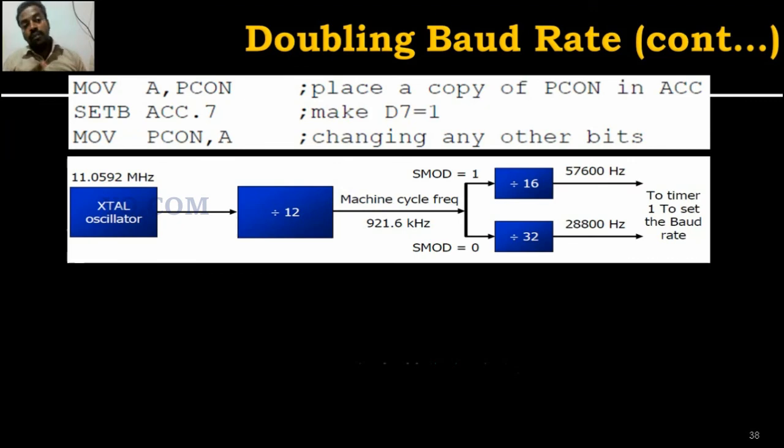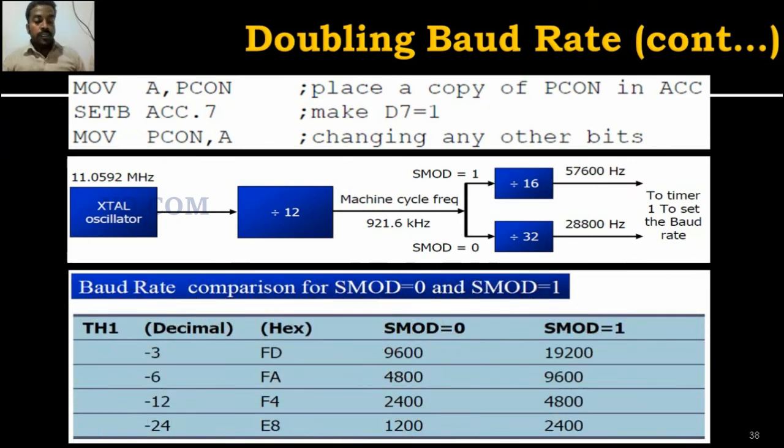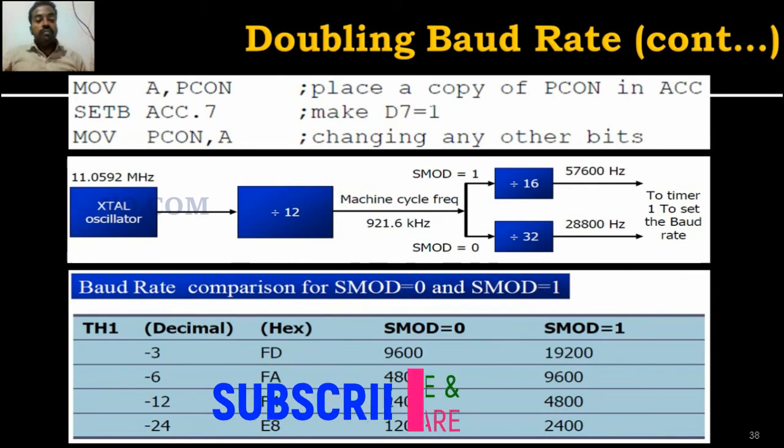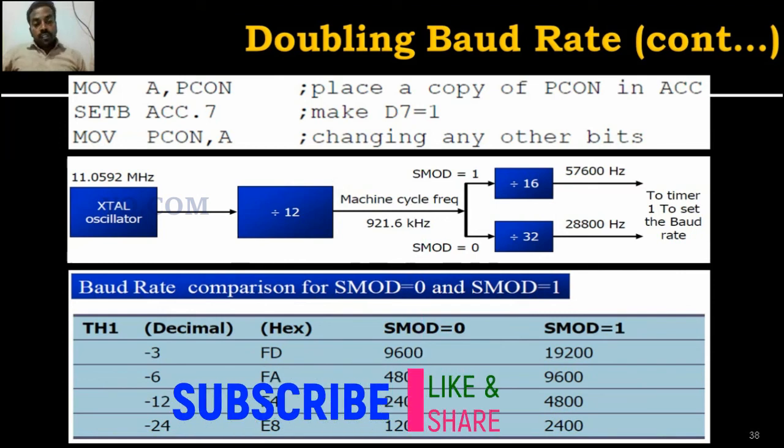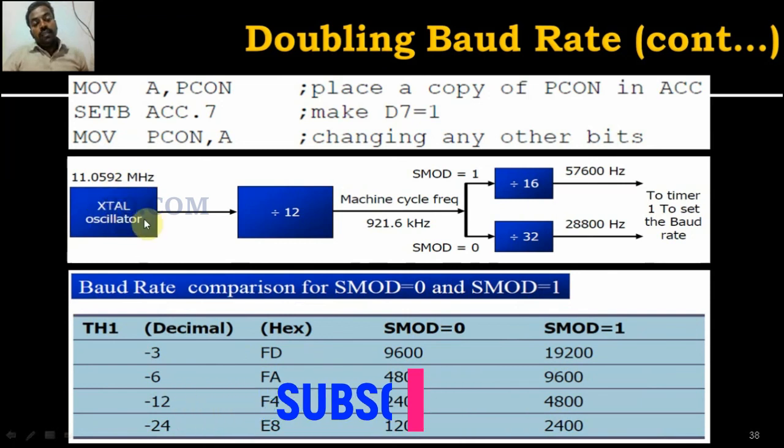A small program is used here. MOV A, PCON places a copy of PCON in the accumulator. Then SETB ACC.7 makes D7 equal to 1. Then MOV PCON, A, without changing any other bits. So here the crystal generates approximately 12 megahertz, which is divided by 12. That is the machine cycle frequency, 921.6 kilohertz.